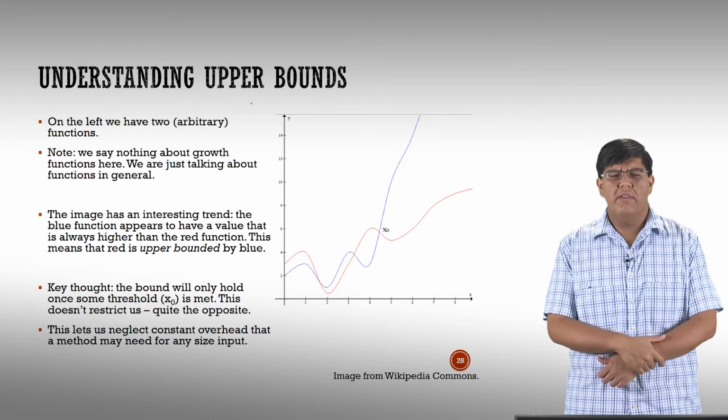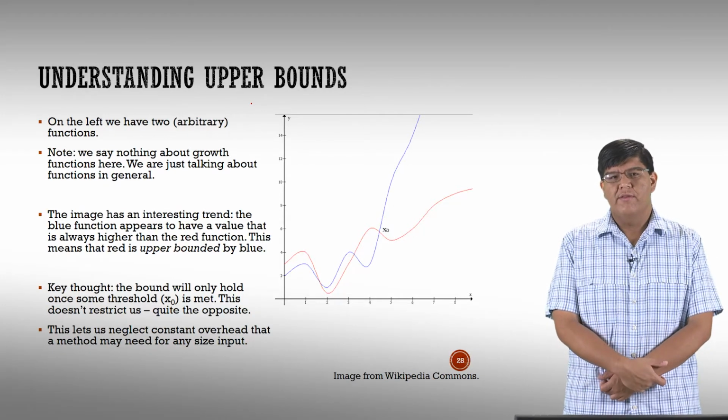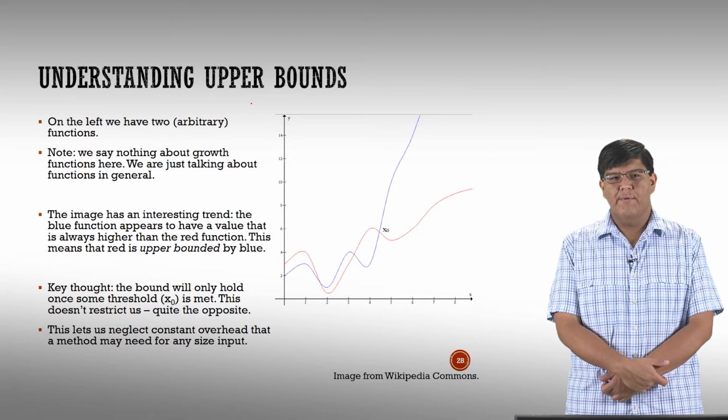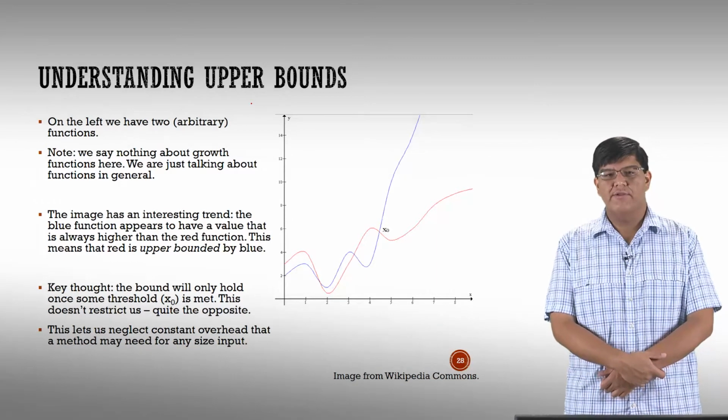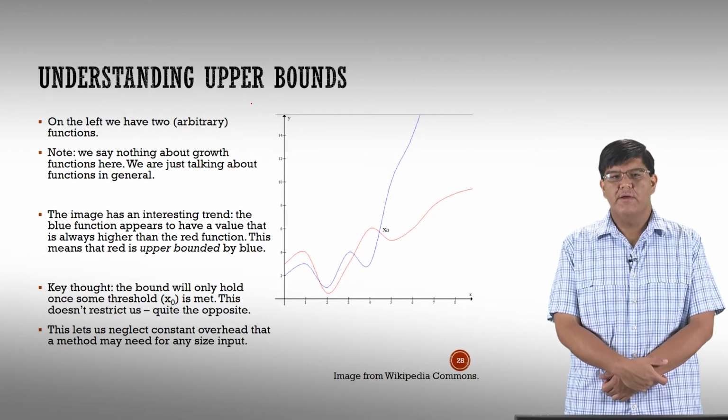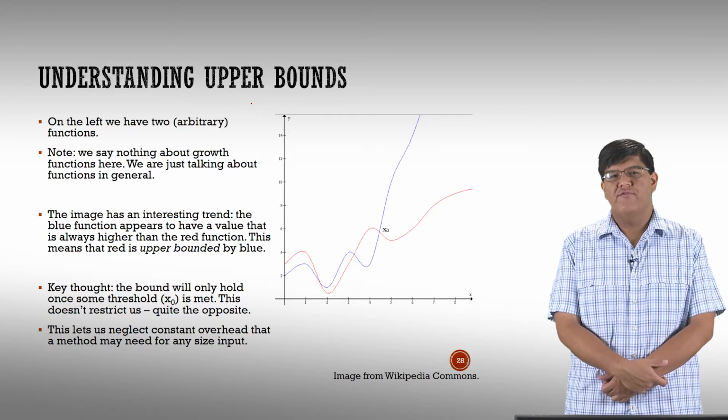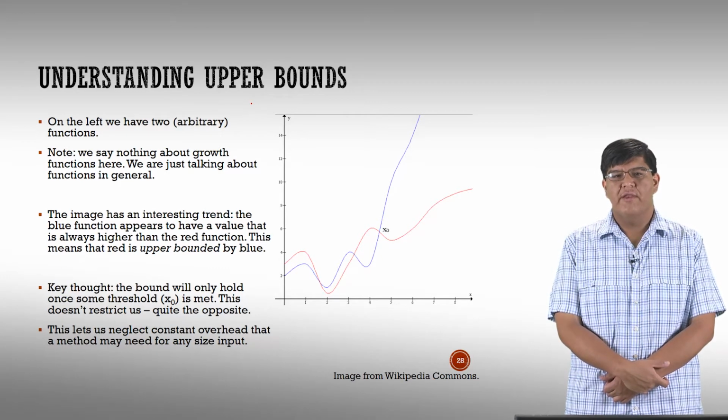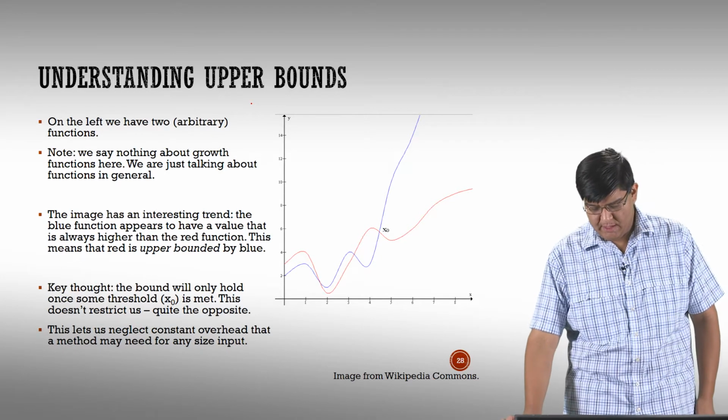In this video, I want to elaborate on the idea of an upper bound. We already introduced the basic idea, but we're going to talk through this with some mathematical notation. Take a look at the graph on the right-hand side. There I have two arbitrary functions, one of them red and one of them blue. Let me go ahead and label them.